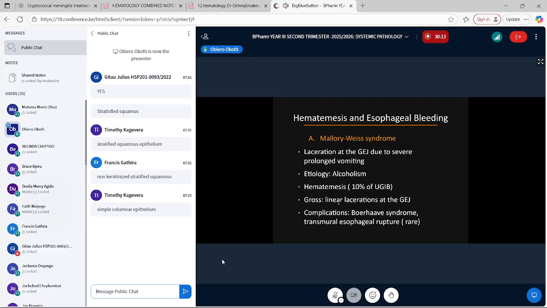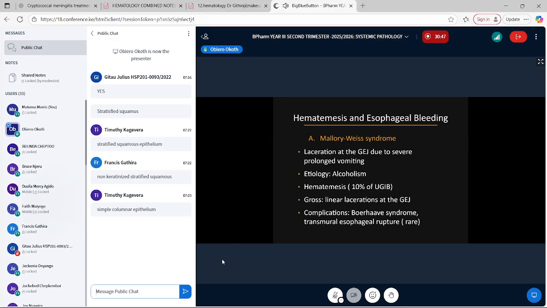Grossly, what you see are linear lacerations of the gastroesophageal junction. The main complication is called Boerhaave syndrome. Boerhaave syndrome is when the esophagus just ruptures, a complete transmural esophageal rupture. If that occurs, then most of the esophageal content and even the gastric content is poured into the mediastinum. You have a chemical mediastinitis, almost always fatal.